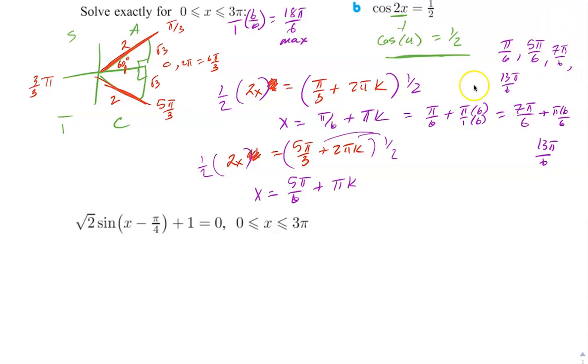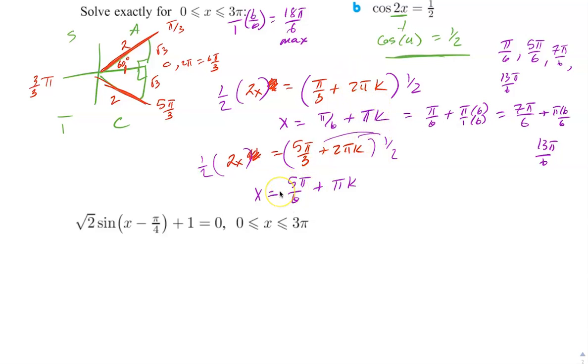So those are 3 answers I get from the top side: pi over 6, plus another period to get 7 pi over 6, plus another period, which gives me 13 pi over 6. Now remember, it's only a period of pi here because we started with 2x, and when we multiplied both sides by 1/2, it canceled out. So it's actually shorter periods.